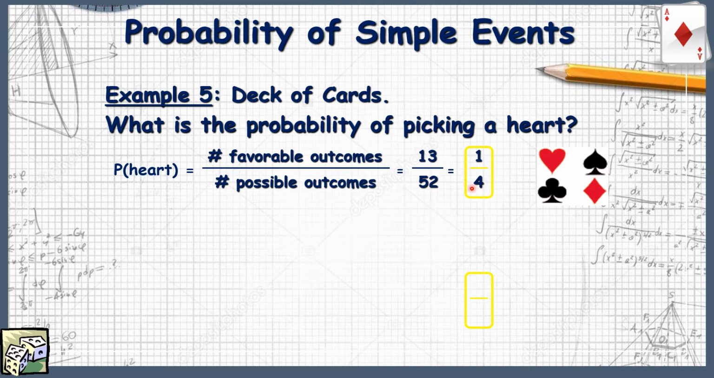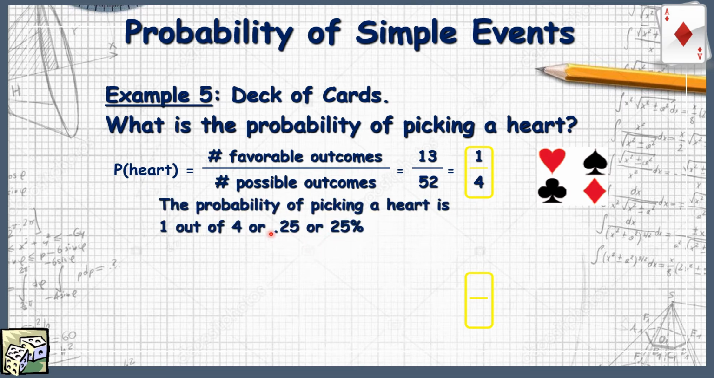Bakit siya naging 1/4? Kasi nga ilo-lowest term natin. Ang common factor ng 13 and 52 is 13. So, 13 divided by 13 is 1. 52 divided by 13 is 4. It means yung probability of picking a heart in a standard deck of card ay 1/4. 1/4, 1 out of 4 or 0.25 or 25%.